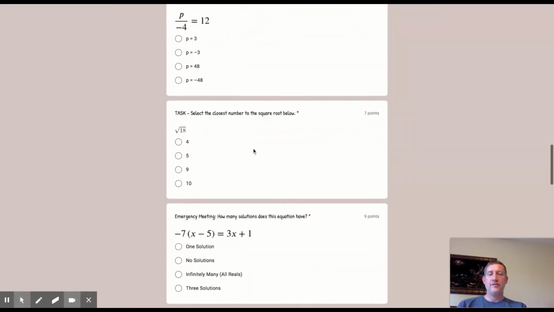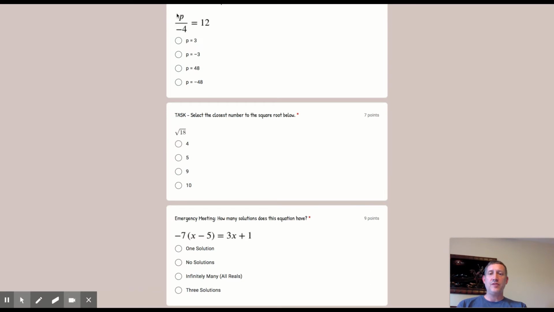All right, and then now, okay, what do we have to do here? What's the opposite of dividing by -4? It's multiplying. So the answer is P, because it's a negative times a positive.